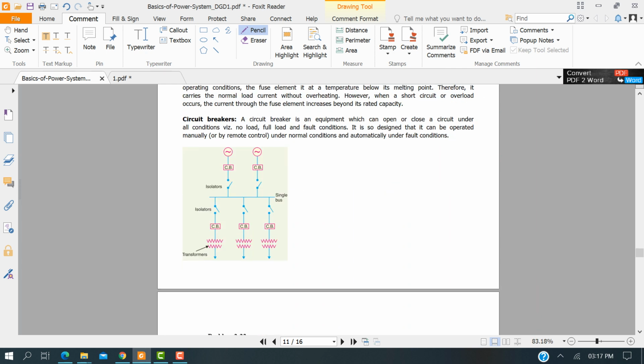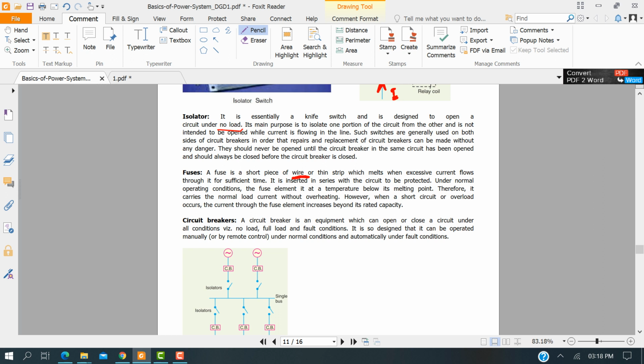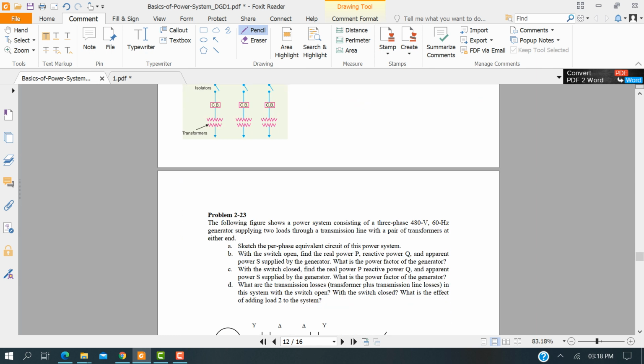The diagram here shows a single bus system. Here you see a generator, a single bus, and here you see the circuit breaker. The isolator is connected over here for the maintenance of the circuit breaker. If we need to replace it, we just open this one and then this one, so it's for additional safety. The isolator must never be opened until the circuit breaker in the same circuit has been opened, and should always be closed before the circuit breaker is closed.